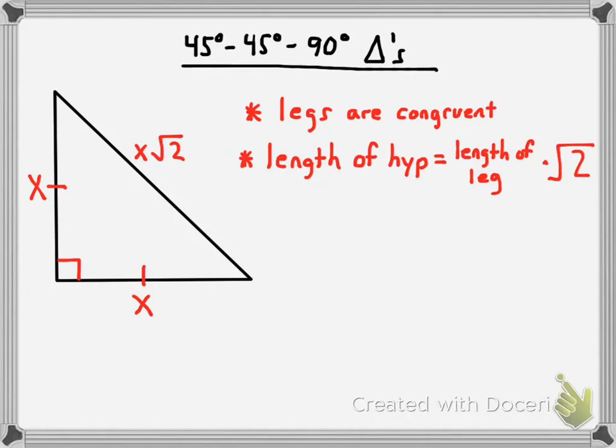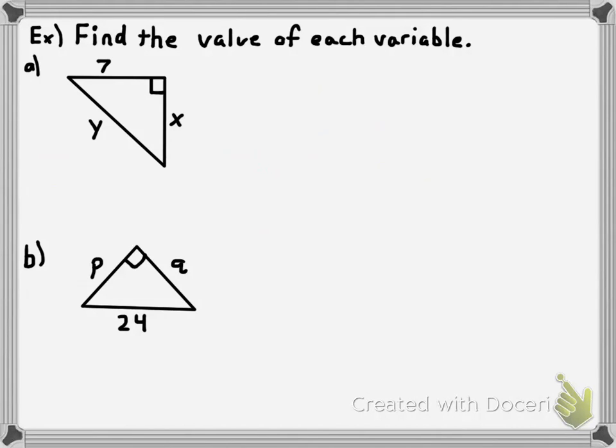Let's put it into practice right now. I want us to find the value of each variable in these two triangles. Now, I didn't specify, and I need to, that these are 45, 45, 90 triangles. Let me put an angle measure in each of them. I would never want you assuming that they were 45, 45, 90 triangles just because they looked like it, so we need that angle measure there.